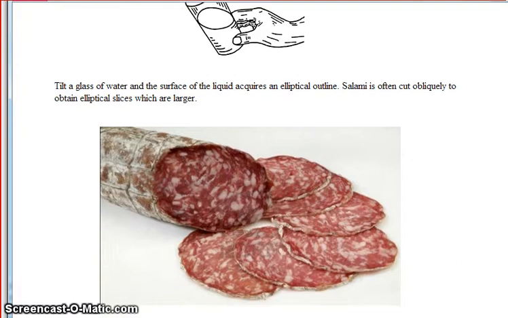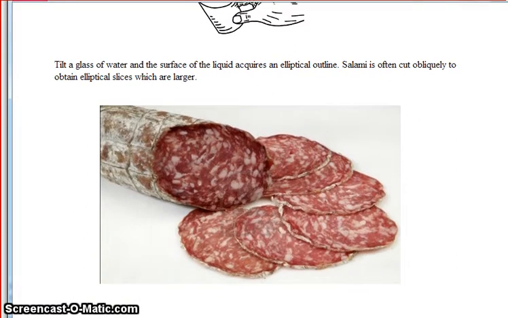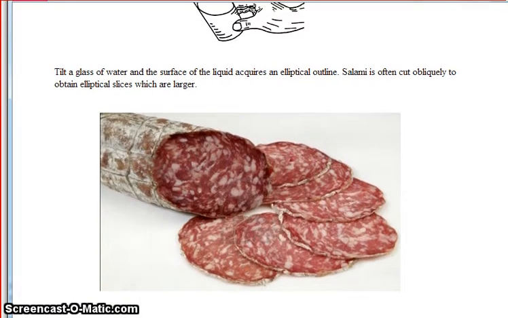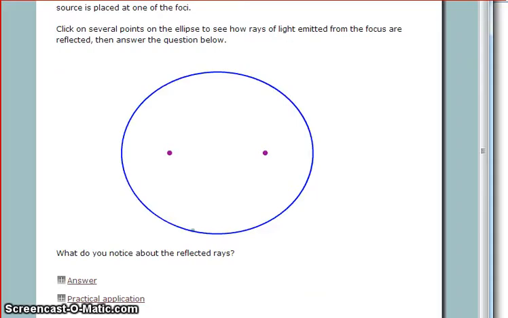Salami, everybody likes salami, is often cut obliquely to obtain elliptical slices, which are larger. Even the salami can be defined as an ellipse. There it is with a major axis. I'm going to guess the foci are right here and right here. Major axis, minor axis going vertically there. Major axis cutting across. One of the more interesting characteristics of an ellipse is its reflective properties.